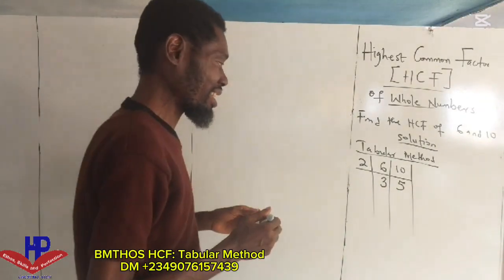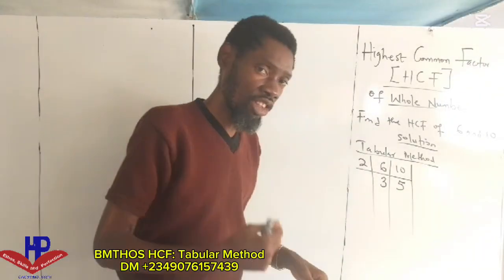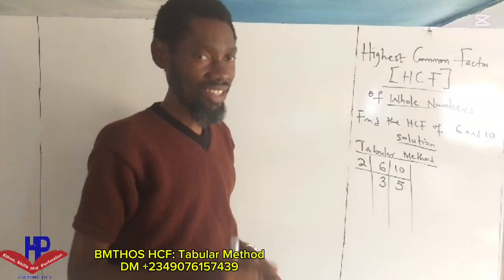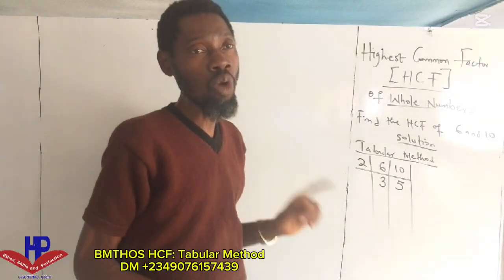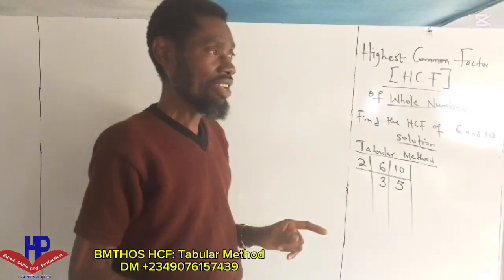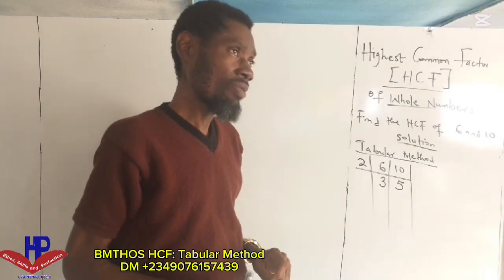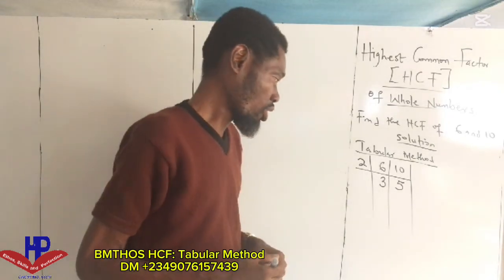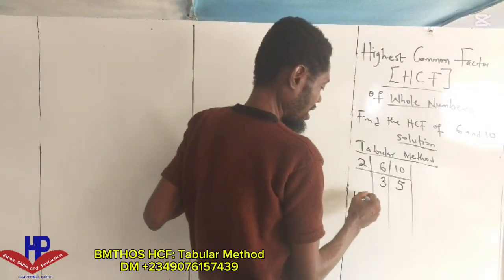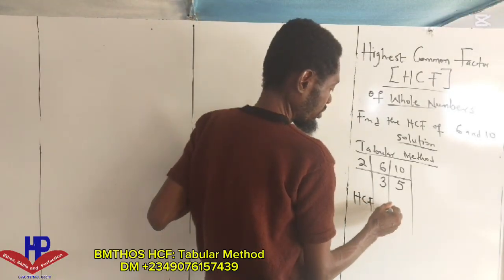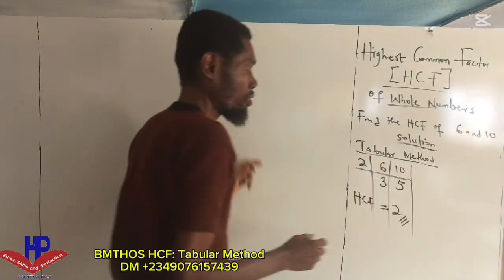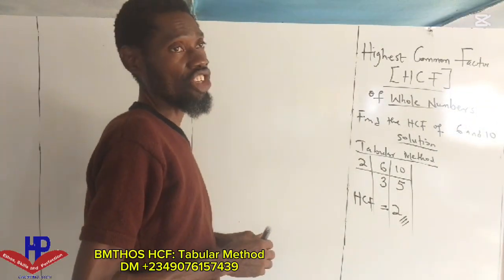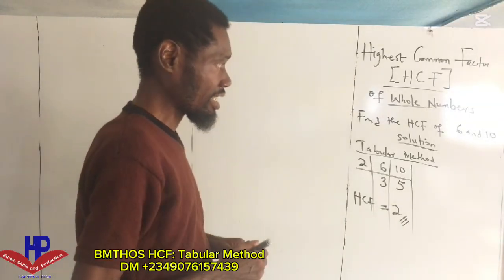I'll look for a number that can divide 3 and 5. I'll keep on breaking the numbers down. What can divide 3 and 5 at the same time apart from 1? There is no number. So you just write highest common factor is equal to 2. The answer is 2. The highest common factor of 6 and 10 is 2.